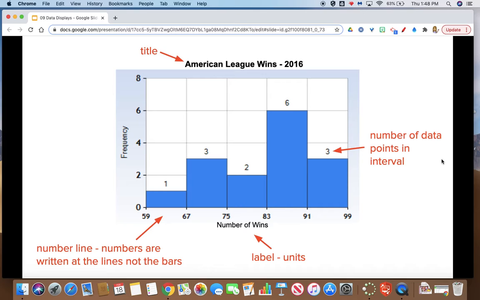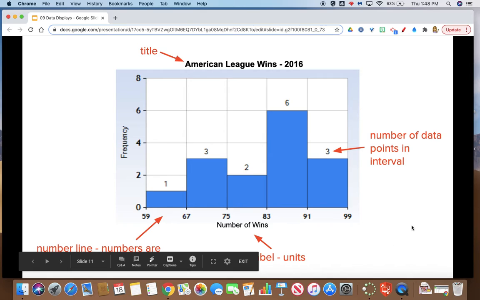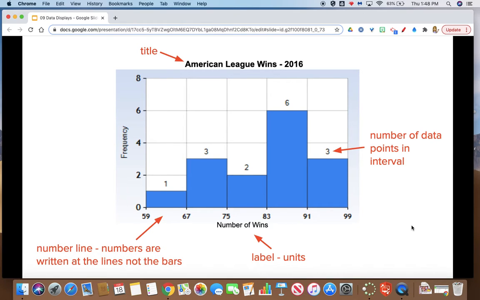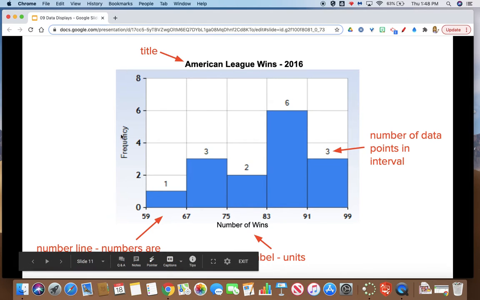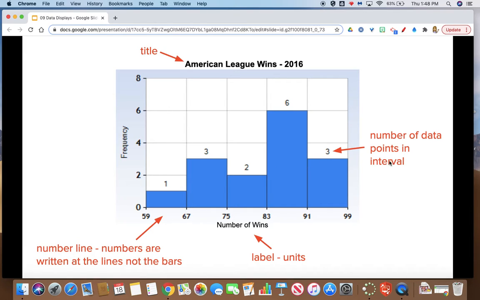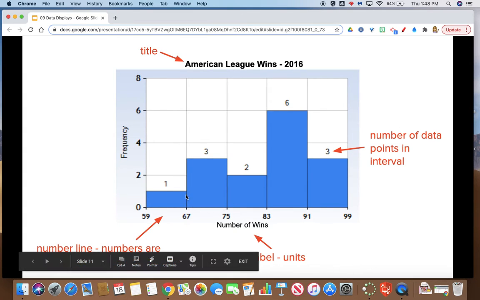Let's analyze a few things that this histogram shows. First, we notice we have a title at the top. This histogram is about American League wins. You'll also see that our number lines contain numbers as well as units. So we have our label at the bottom telling us this is number of wins, and then off to the side we see the frequency, which is how many times those numbers are occurring. You'll also see that histograms often put the number of data points in an interval above each bar, so it's very clear. And then something very important about histograms is the number line does not have numbers written underneath the bar. They're written on the lines, and that's very specific because each range here is an interval. It's not a single number.